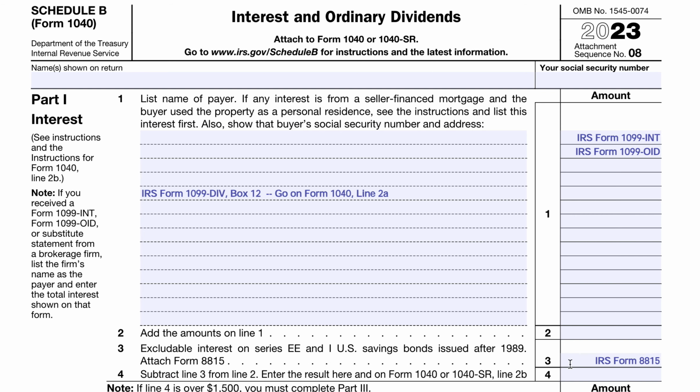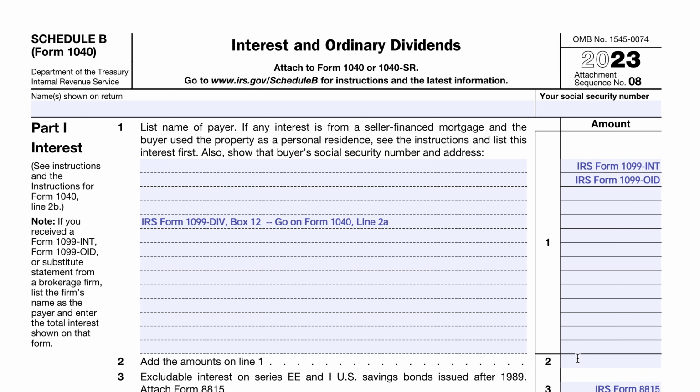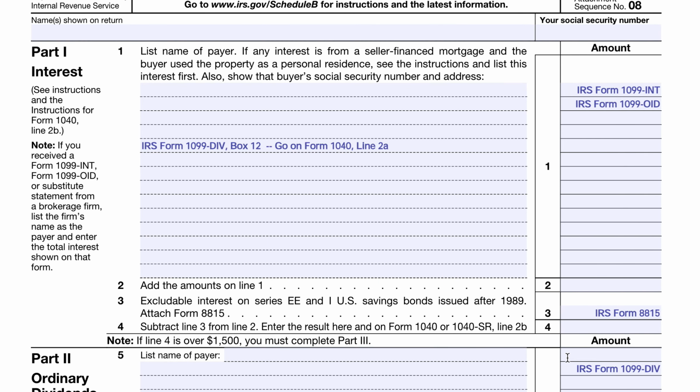The other form that you'll need to complete in Part 1 is IRS Form 8815. That's the exclusion of interest on certain savings bonds issued after 1989. So if you're using those savings bonds to pay for college or qualified higher education expenses, that interest is tax-free. You would need to calculate that on IRS Form 8815.